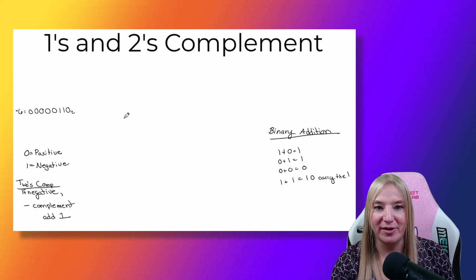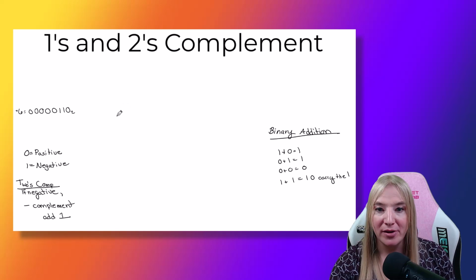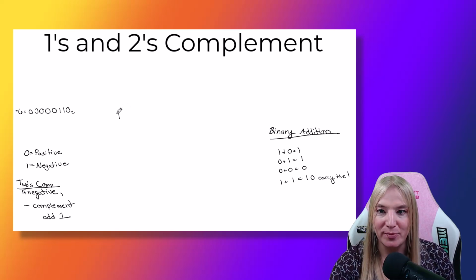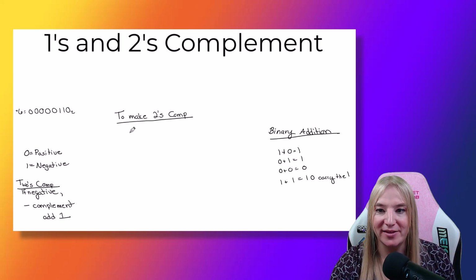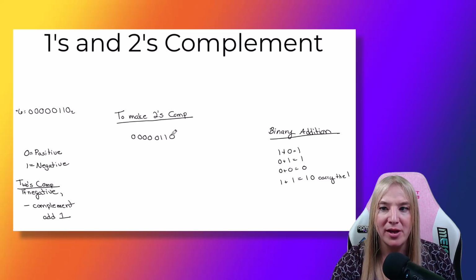So now how do we make a negative number in two's complement? Well, it's going to be very similar. I'm going to take that number. To create a two's complement digit, we take the positive number, 0, 0, 0, 0, 0, 1, 1, 0, and we invert these bits, just like we did before. That's step 1. So this becomes 1, 1, 1, 1, 1, 0, 0, 1, and then we add 1. So the next step is to add 1 to this number.